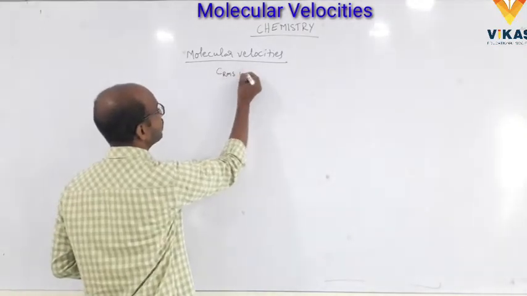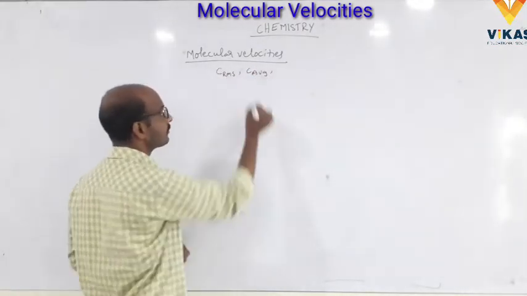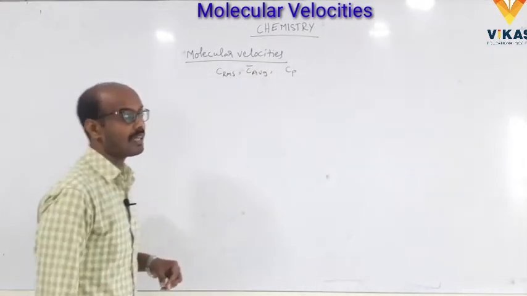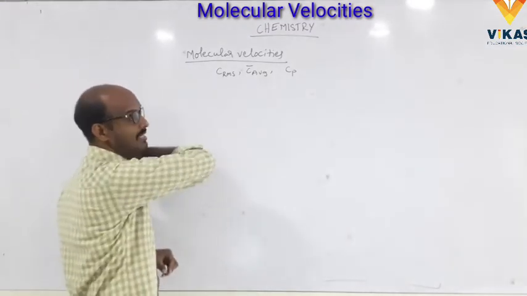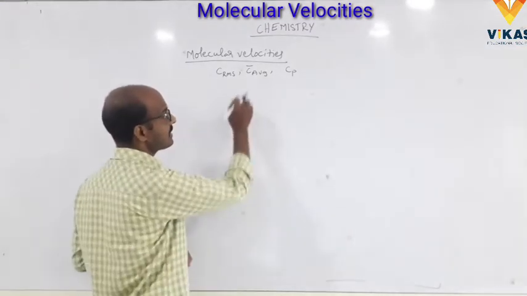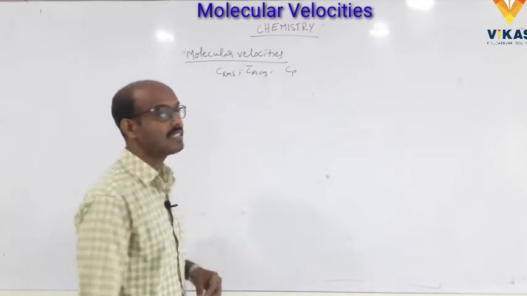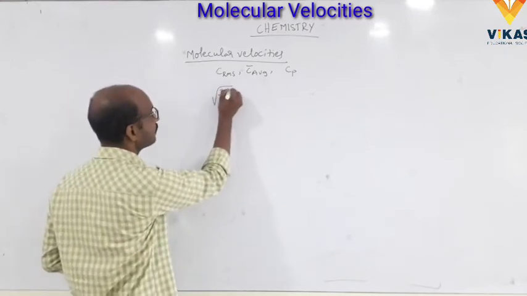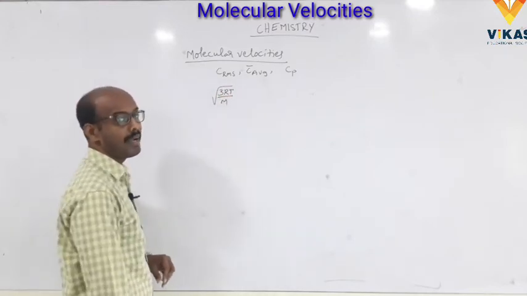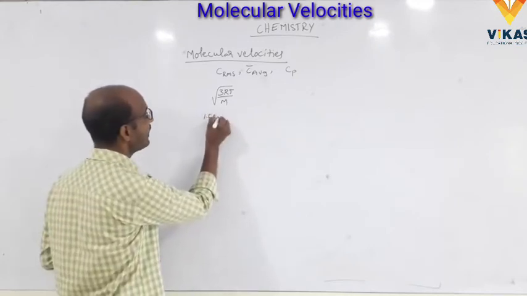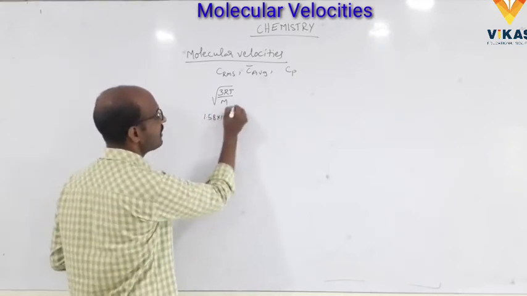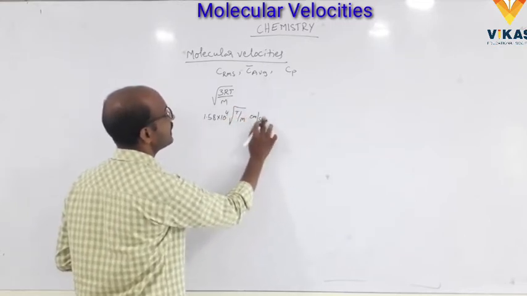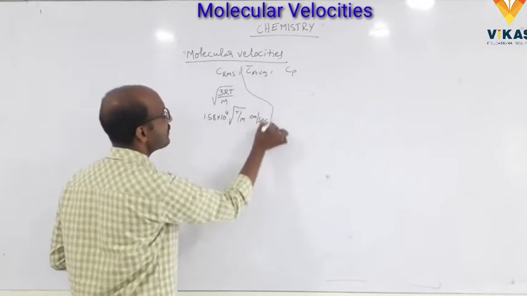RMS velocity, average velocity C bar, and most probable velocity Cp. Last class I discussed the RMS velocity C, the average velocity C bar, and the most probable velocity Cp. The RMS velocity is the square root of 3RT by m, that is 1.58 into 10 to the power of 4 times the square root of T by m centimeters per second. This is the RMS velocity.